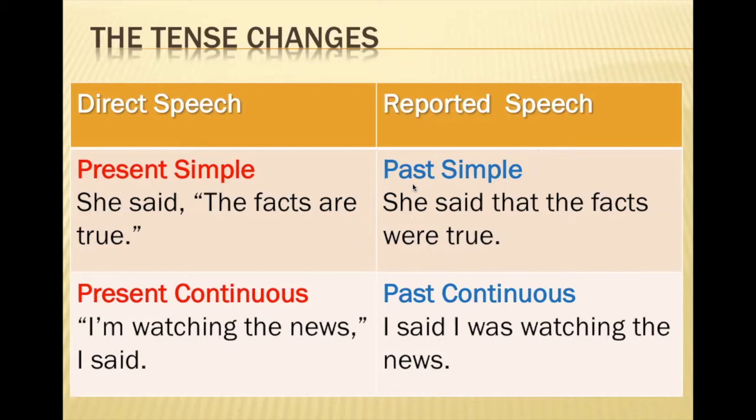And then if the sentence is using present continuous, for example, "I'm watching the news," I said. Okay, I'm watching. And then you should change it into past continuous by saying, I said I was watching the news. Am watching becomes was watching. Let's see the next one.